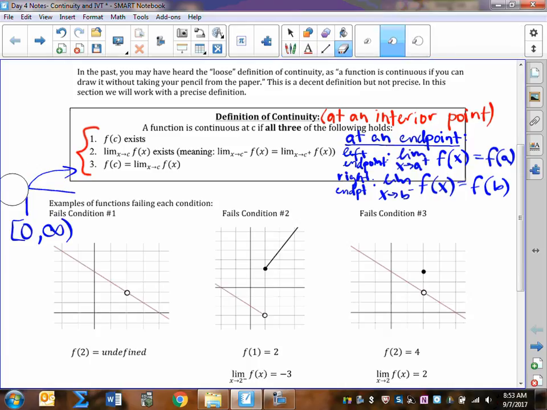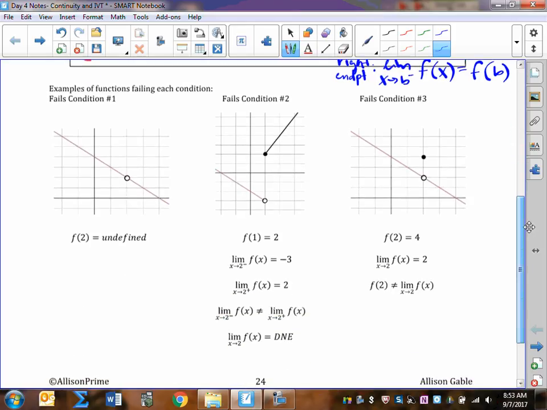Alright, so we talked about how it can fail each of these three conditions, and we took a look at the different scenarios in which it might fail the conditions. This first one is where the function's not even defined, it failed that first condition. The second one here, my left and right-hand limits are different, so it failed the second condition where the limit does not exist. And this third one, we have the function defined, we have the limit, but those two values are not the same. So these are different types of discontinuities you might see.